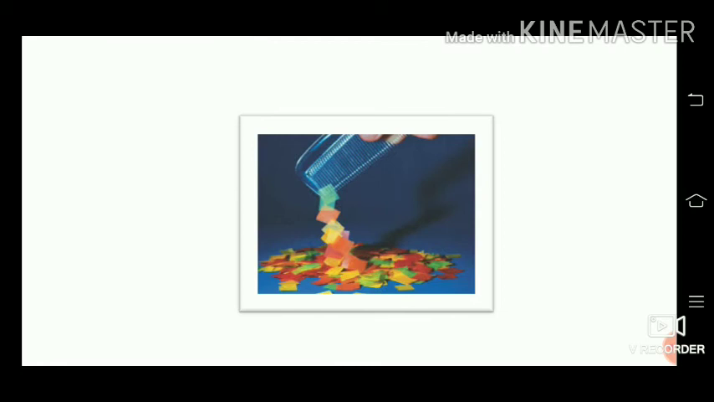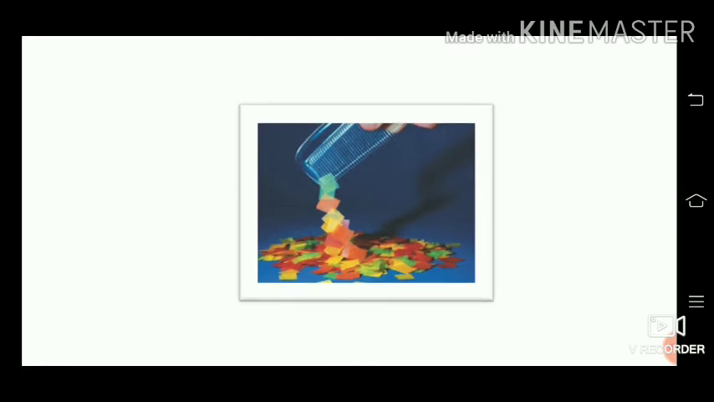They are not really touching each other, but still the paper is attracted towards the comb because of the opposite polarity of charge developed on the comb and the paper.